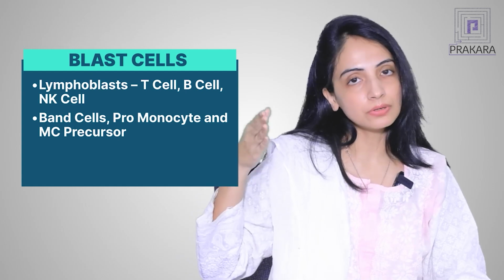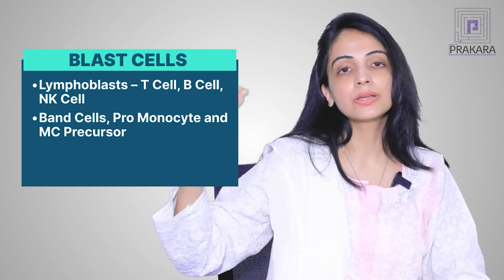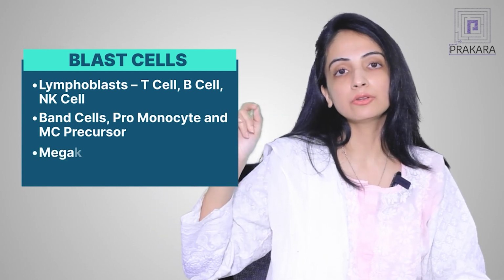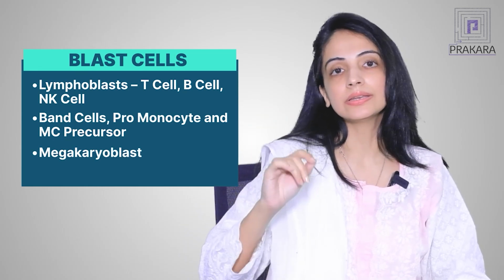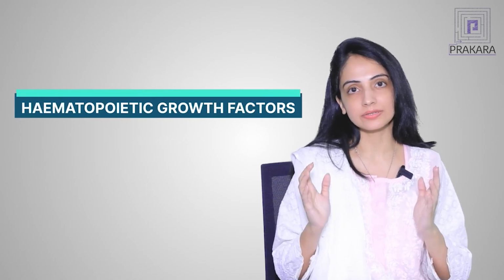When it comes to the platelets, the precursor will be the megakaryoblast, and when it comes to RBCs, the precursor will be the erythroblast. Several chemicals and hormones regulate the process of differentiation and proliferation of blasts, the formation of blasts from the progenitor cells, and these are called hematopoietic growth factors.